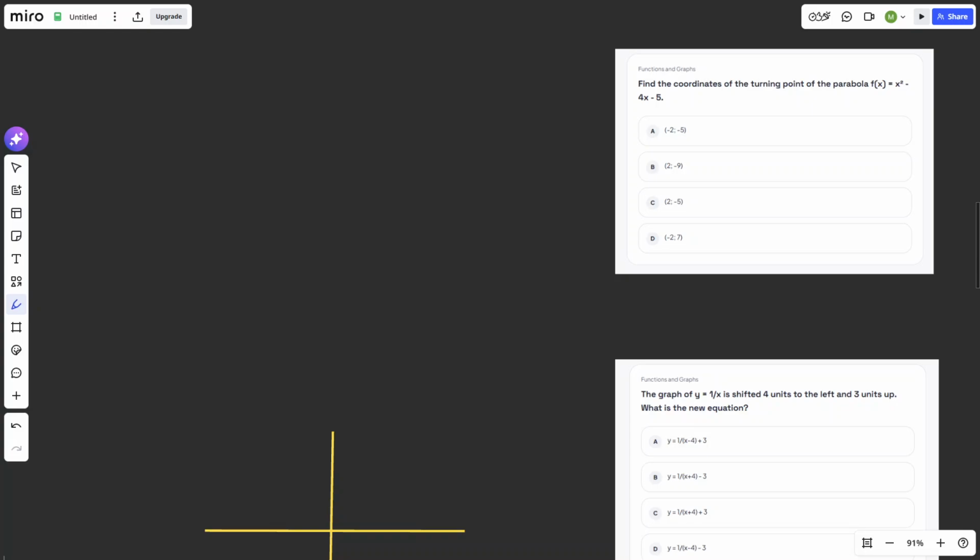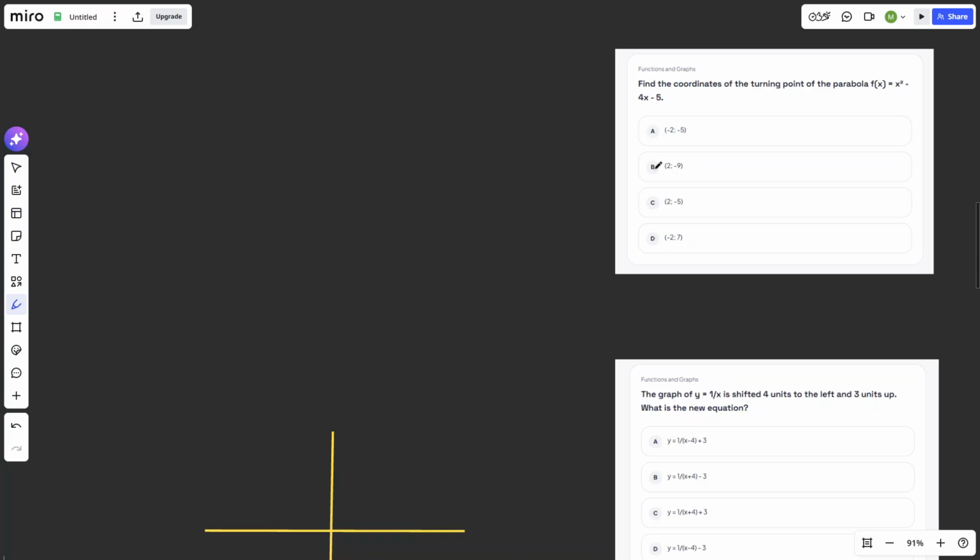So in today's video, we're going to be looking at three questions. We're going to be mostly tackling functions, understanding different ways of deriving solutions. So in the first question, we're going to be looking at finding the coordinates of the turning points of a parabola.